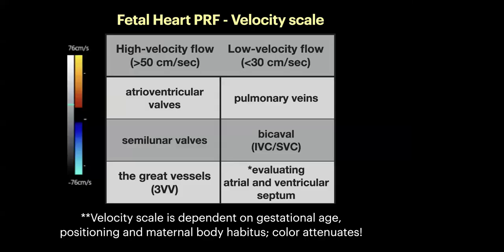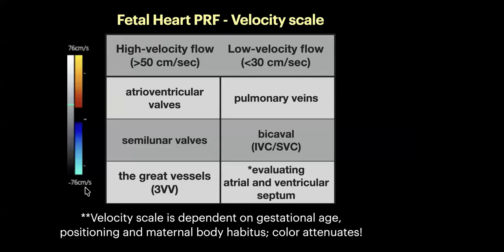And here's just a helpful velocity scale chart, which I kind of go by when it comes to looking at the heart. High velocity scale, anywhere greater than 50 centimeters per second, I would say, is for looking at the AV valves, your semilunar valves, the great vessels. Low velocity scale, anything less than 30 centimeters per second. And when I say 30 centimeters per second, I'm talking about the velocity scale present in your upper left-hand corner when you're scanning.